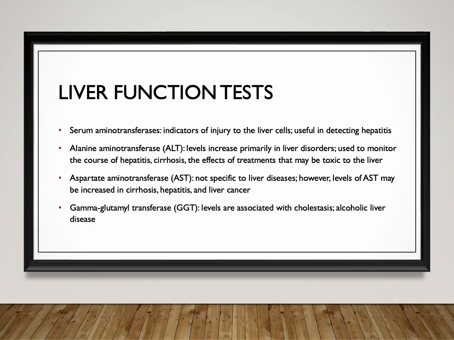AST, the aminotransferase. Sorry, that's just transferase. Sorry, I don't know why that word's hard for me. But it's not specific to liver disease, but it can be increased in cirrhosis or liver cancer or hepatitis. And then GGT levels are basically cholecystitis, alcoholic liver disease. You'll see some elevations there.